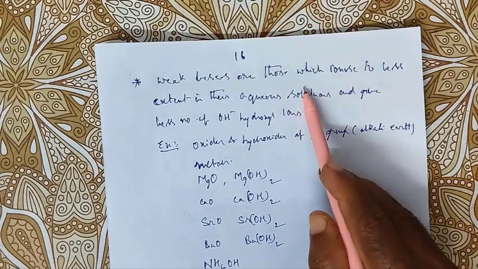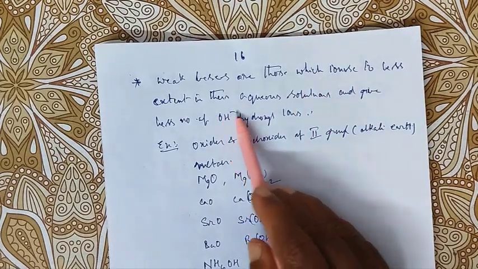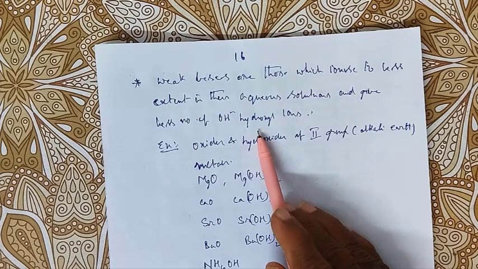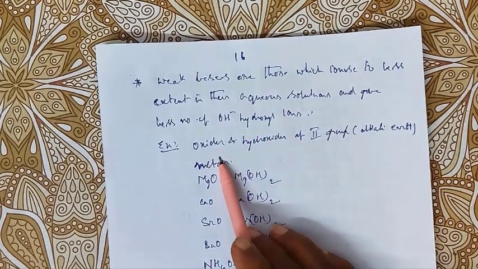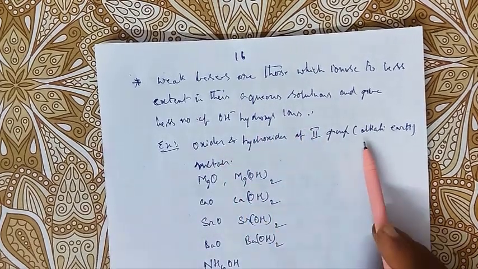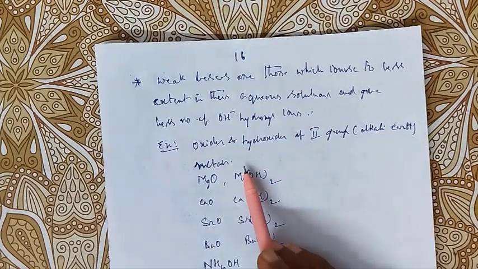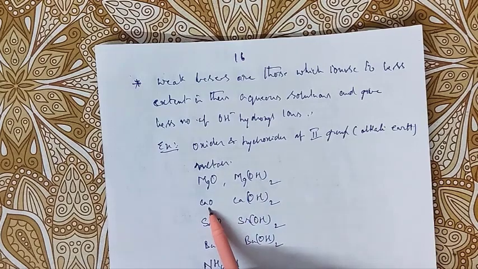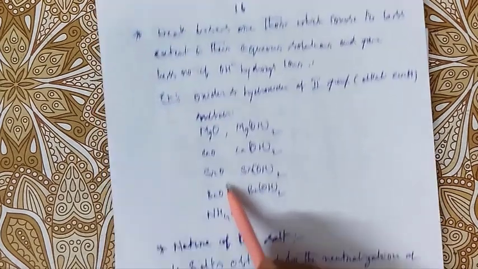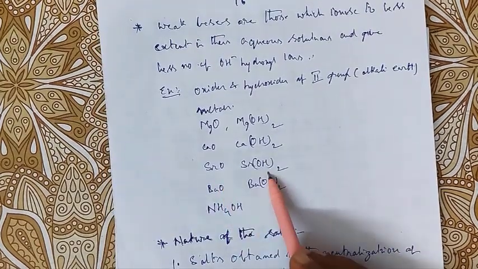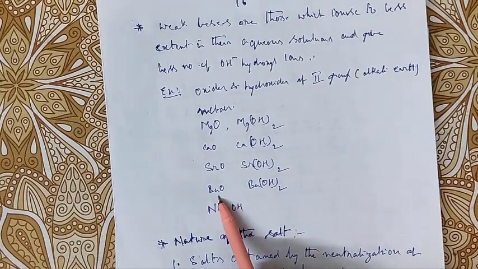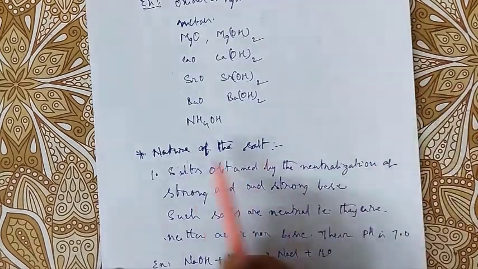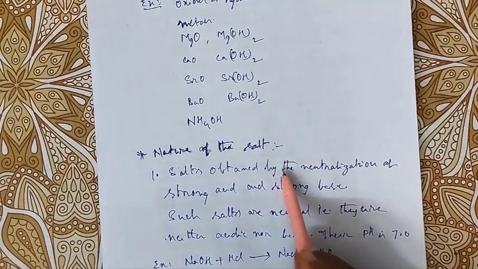Weak bases are those which ionize to a less extent in their aqueous solutions and give a less number of OH minus, that is hydroxyl ions. Oxides and hydroxides of second group metals, that is alkaline earth metals, are weak bases. Magnesium oxide, magnesium hydroxide, CaO, Ca(OH)2. Strontium oxide, SrO, strontium hydroxide. Barium oxide and barium hydroxide. Moreover, ammonium hydroxide.